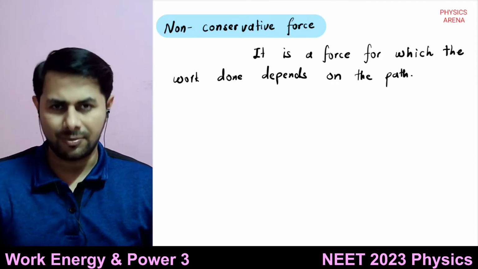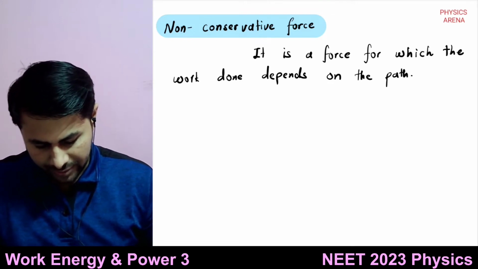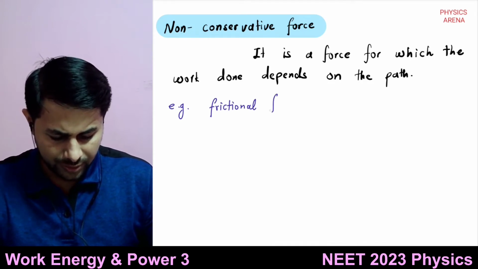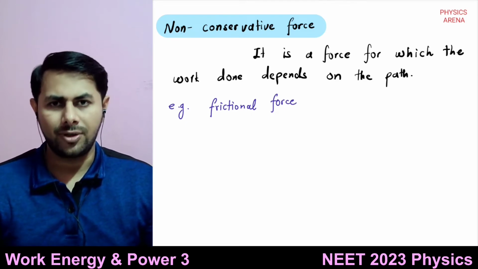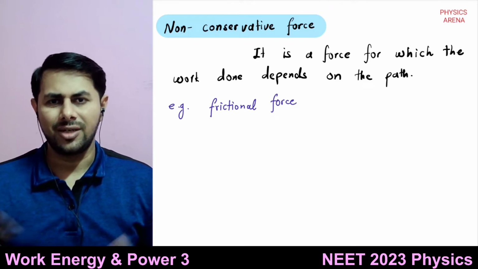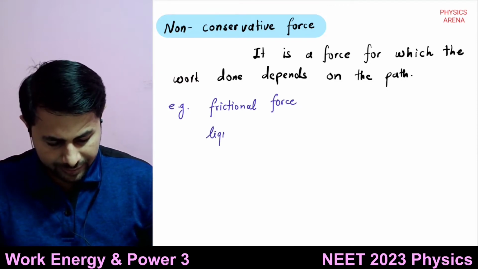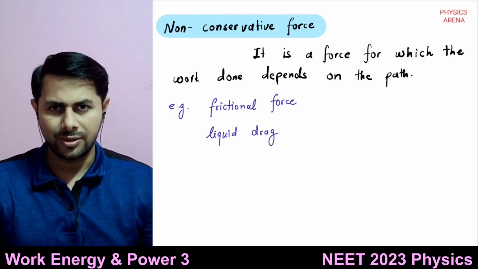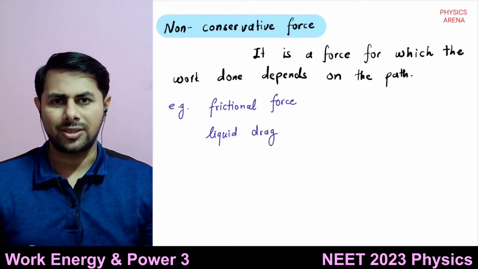So what can be an example of a non-conservative force? One example is our frictional force. Okay, static friction, then kinetic friction or dynamic friction. It is an example of a non-conservative force. Another example, again friction: liquid drag, or air drag. Liquid drag is also an example of a non-conservative force. Okay, so whatever force opposes the motion, that force is a non-conservative force.